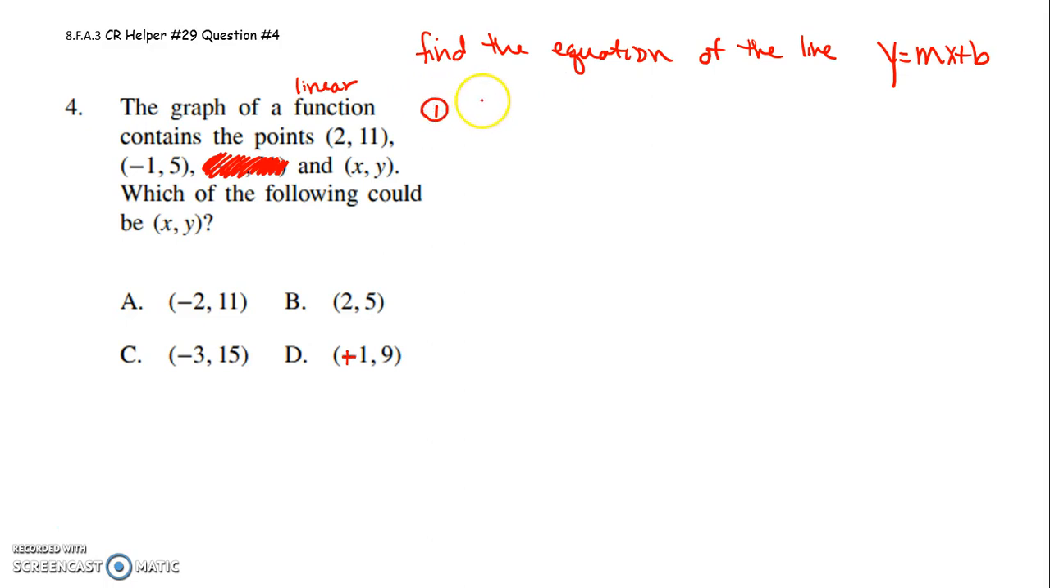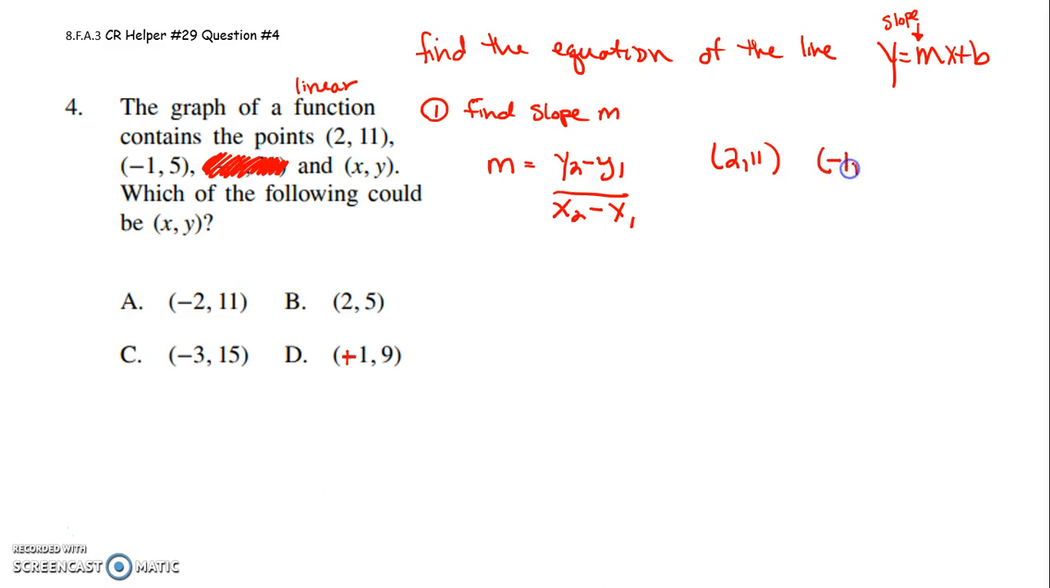So the first thing I need to do in order to do that is find the slope. Slope is the m. It's the number in front of the x. My formula for slope is y2 minus y1 over x2 minus x1. I just picked the two points that I'm given on the line: (2, 11) and (-1, 5). I'm going to call (2, 11) x1, y1, and (-1, 5) x2, y2.